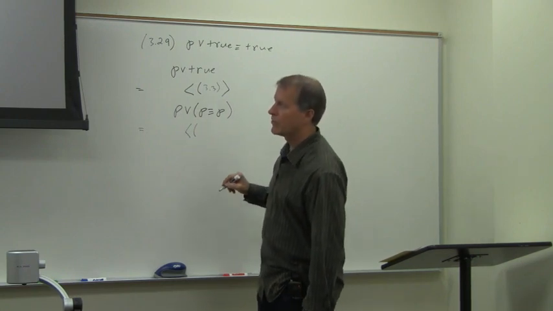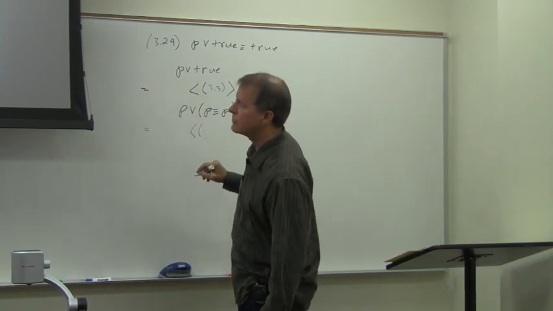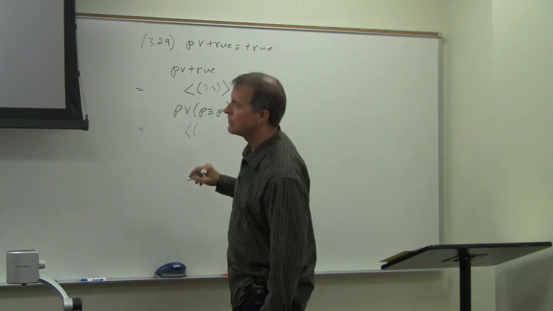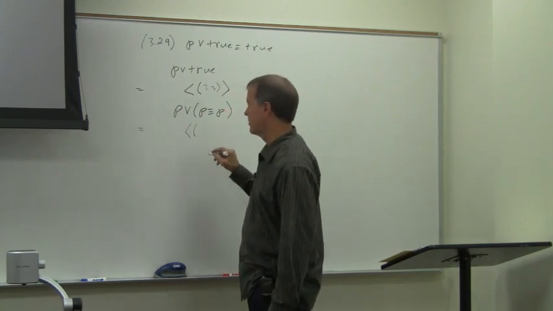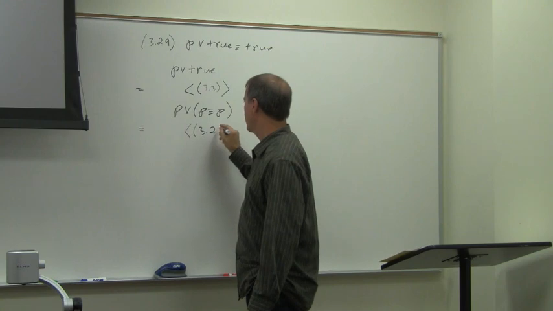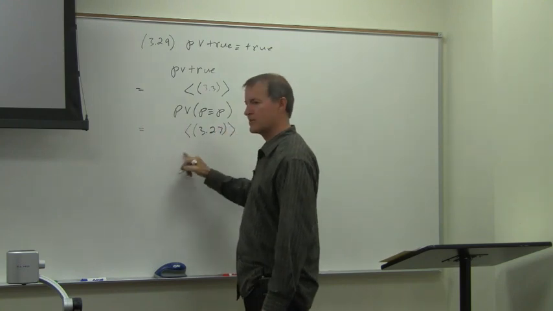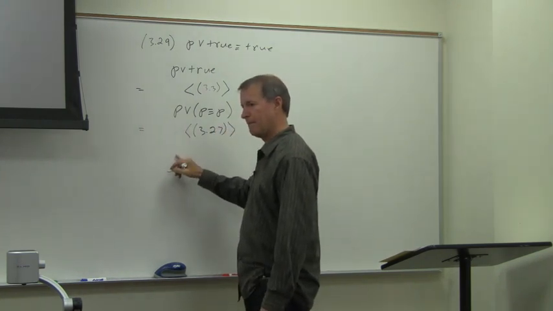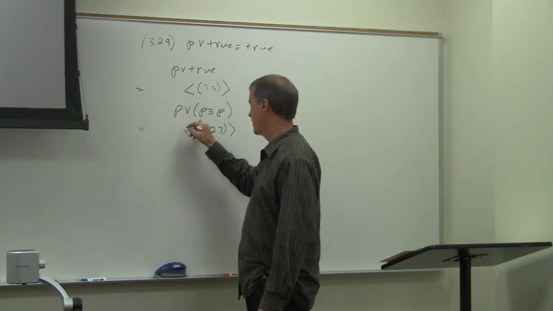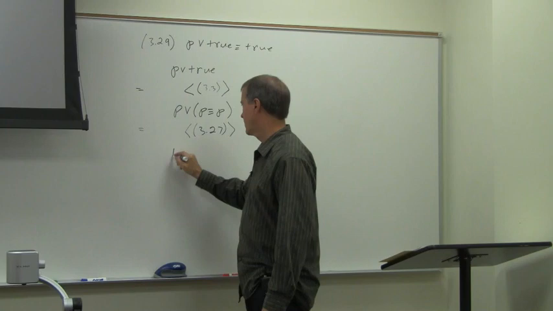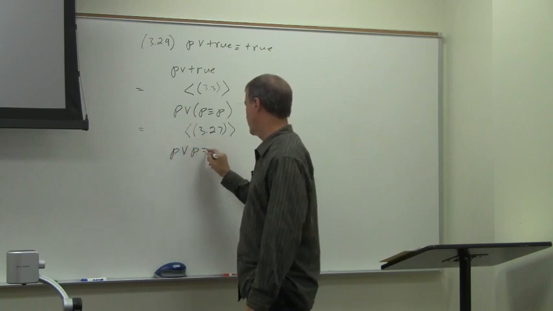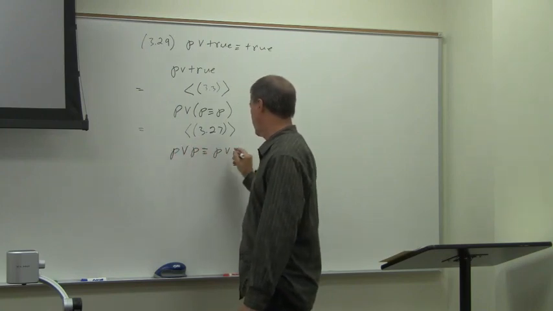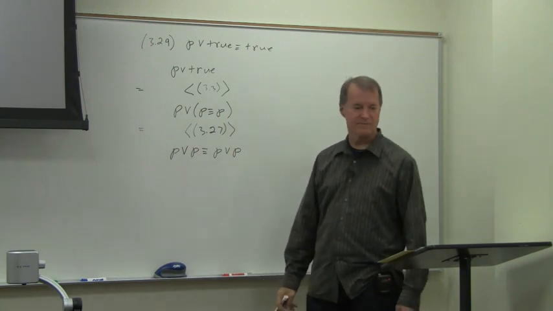3.25. 3.2. Okay. Yeah, I was just looking for the parentheses and things. Yeah, 3.27. Okay, so 3.27 makes it what? P or P equals P or P. Right. Okay.